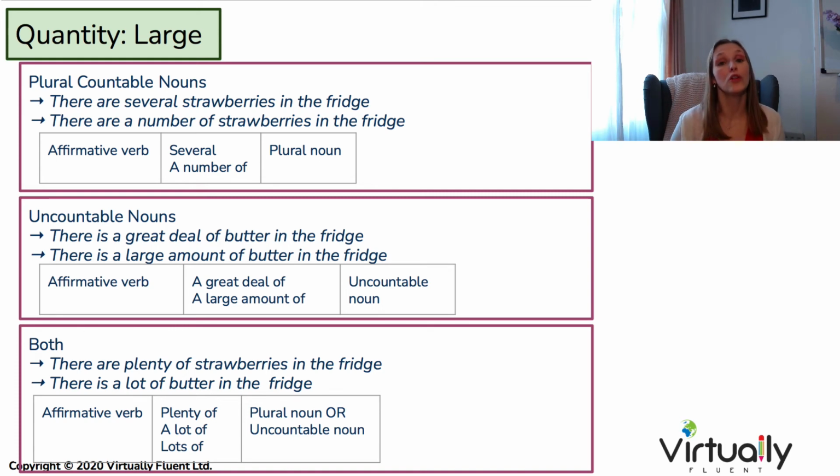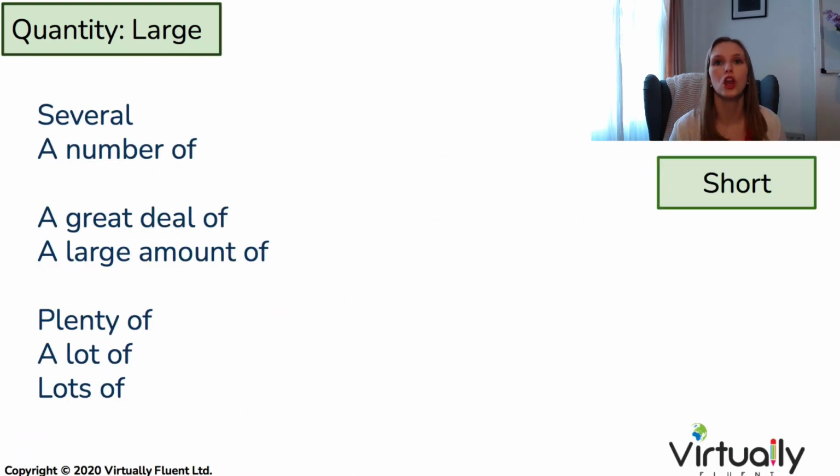So these are all the long forms. What about the short forms? So you can see all the long ones written here. The only problem is we can never end a sentence in English with a preposition. And a lot of these expressions have of in them. So all we're going to do is eliminate those ofs. Several is okay because it doesn't have a preposition. And now we have our short response answers.